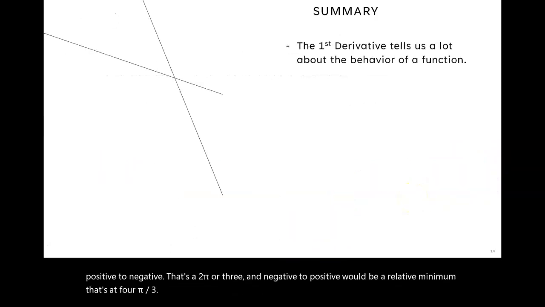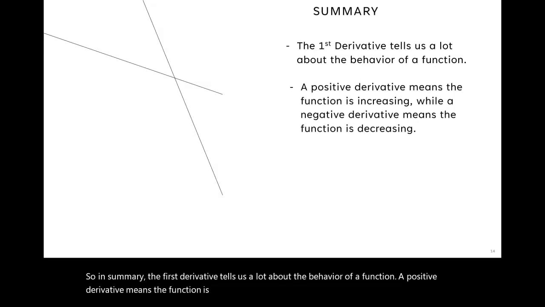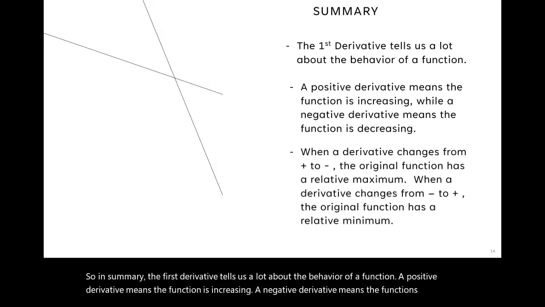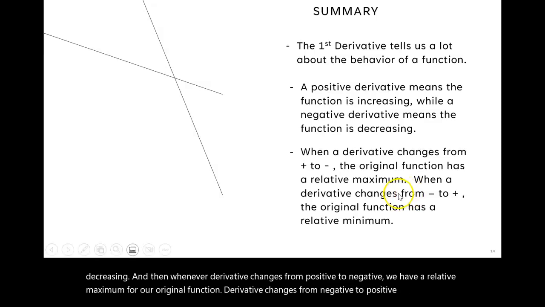So in summary, the first derivative tells us a lot about the behavior of a function. A positive derivative means the function is increasing. A negative derivative means the function is decreasing. And whenever the derivative changes from positive to negative, we have a relative maximum. For our original function, if the derivative changes from negative to positive, the original function has a relative minimum.